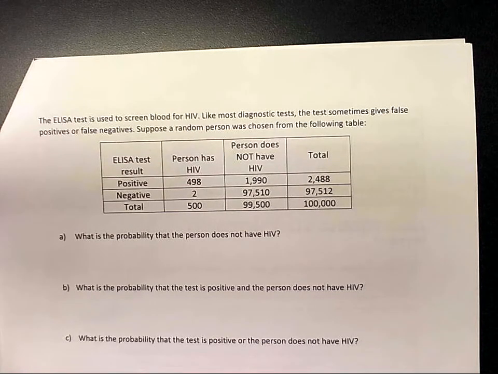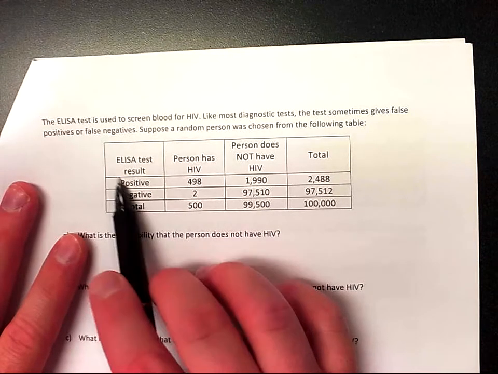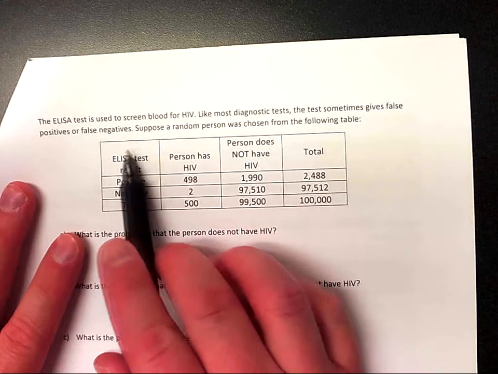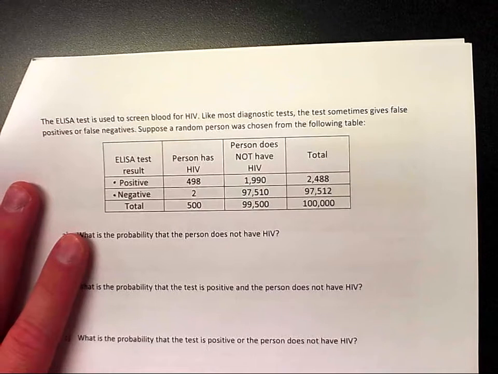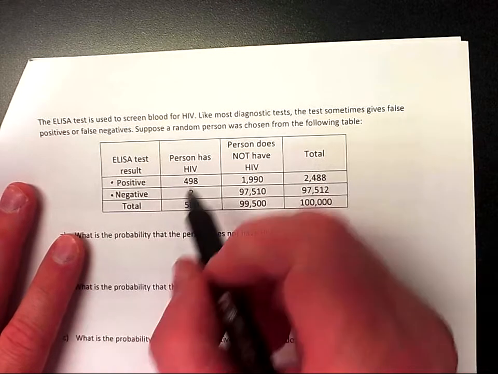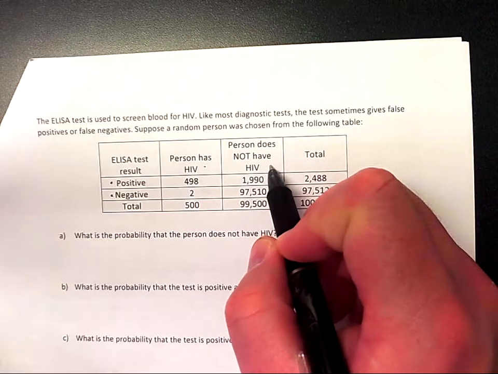All right. The ELISA test is used to screen blood for HIV. Like most diagnostic tests, the test sometimes gives false positives or false negatives. Suppose a random person was chosen from the table, right? So let's take a look at this table just to wrap our heads around it. We have this ELISA test, and in this ELISA test, the test results can either come back positive or they can come back negative. Then we also have people, and either these people can have HIV or these people do not have HIV, right?